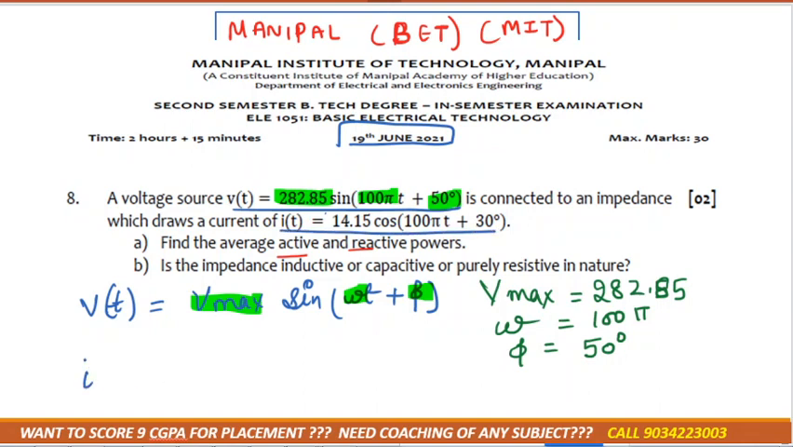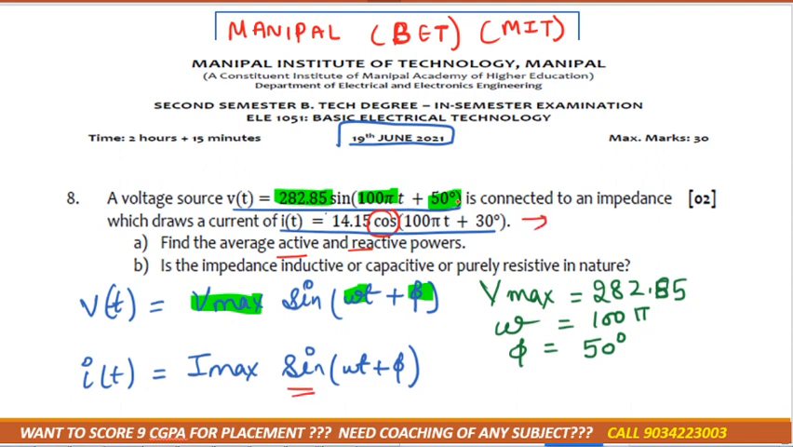Similarly, if I compare the current equation, that is I of t would be equal to Imax sine of omega t plus phi. But in this case, what they have given? They have given in terms of cos. But our standard equation is in terms of sine. So what we need to do? We need to convert the cos term into the sine term. Can anyone tell how can we convert the cos term into the sine term? By adding 90 degree to it or by subtracting 90 degree to it? Tell me.